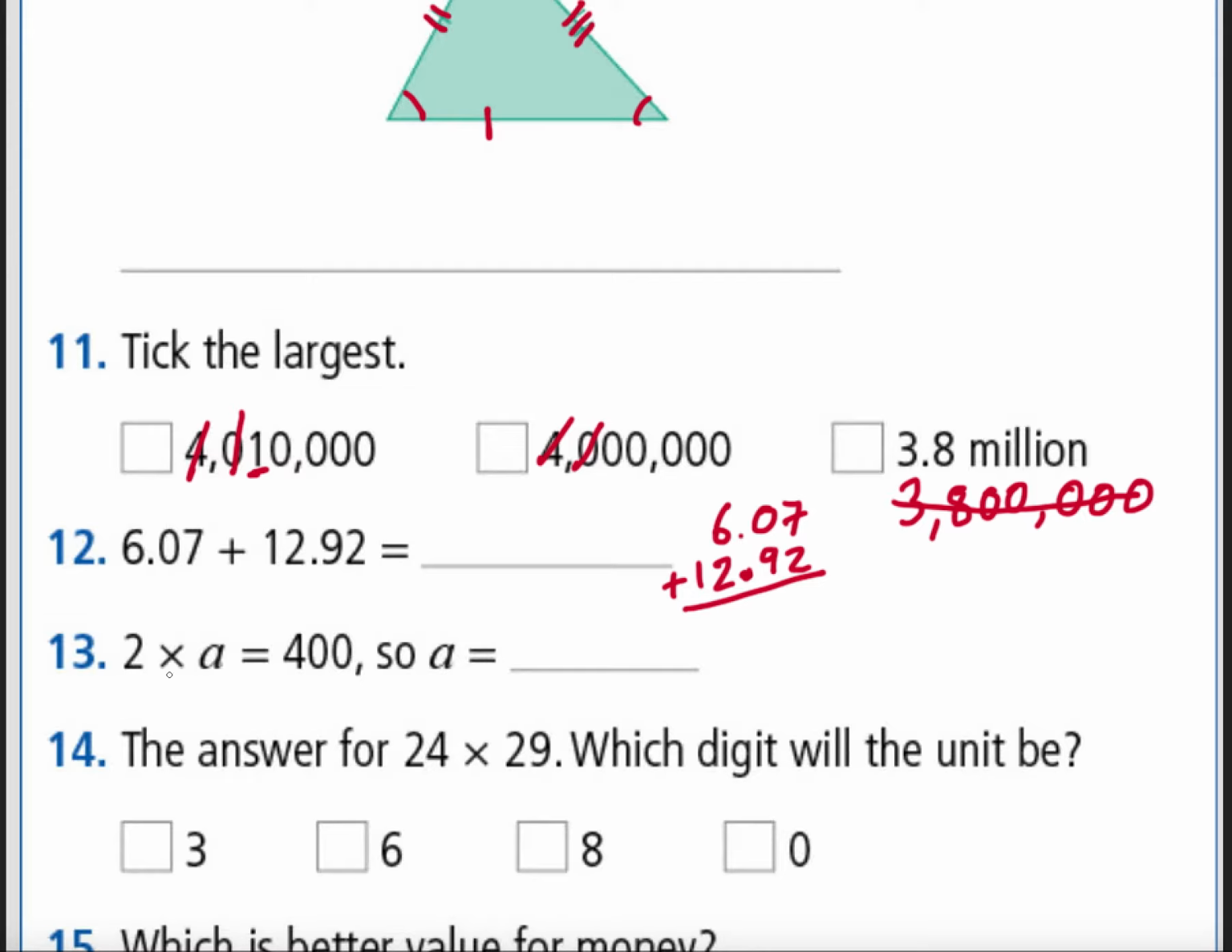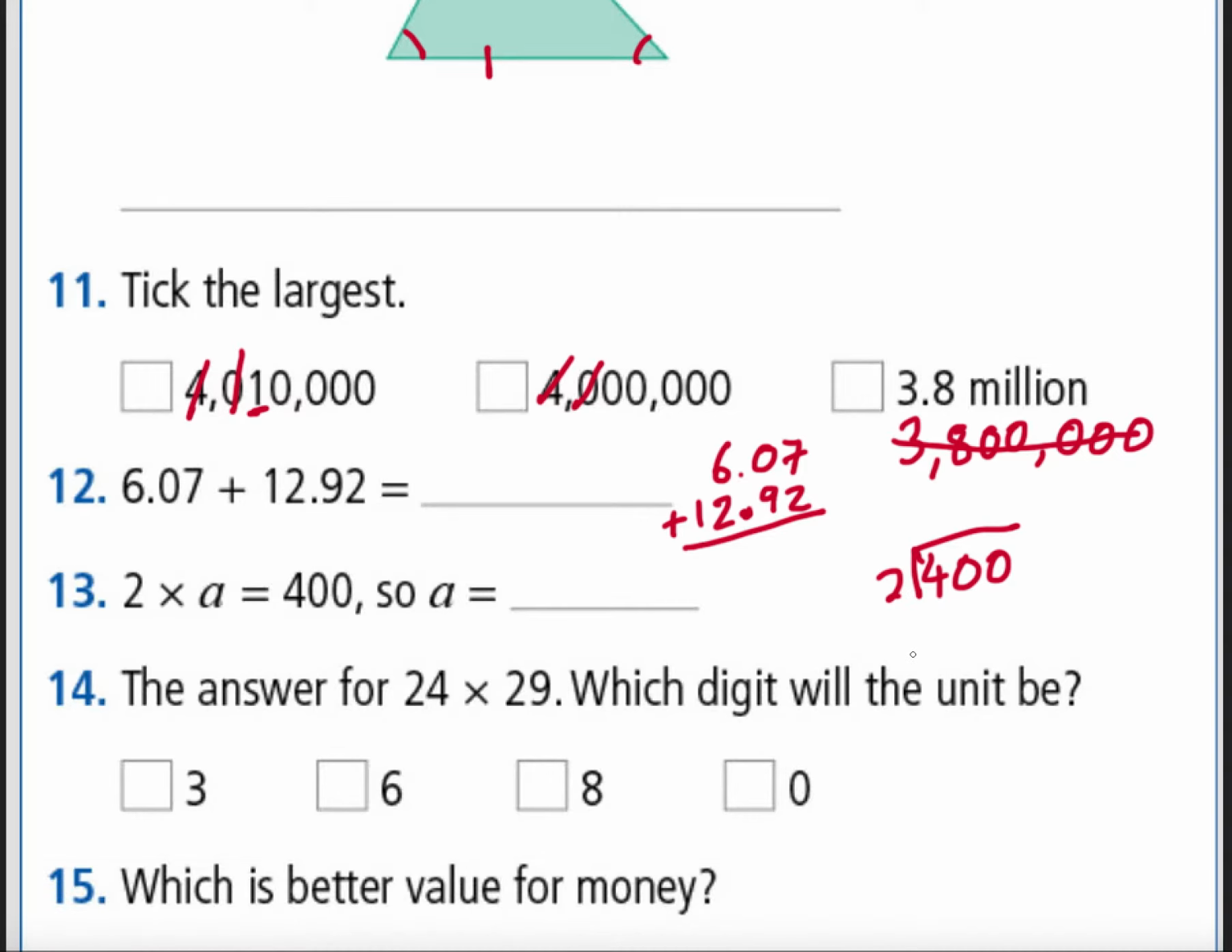Number 13, 2 times something equals 400. So what is that something? What do you multiply 2 by to get 400? If you can't think of it, what you can do is take 400 and you can divide it by 2, and that'll get you your answer as well.